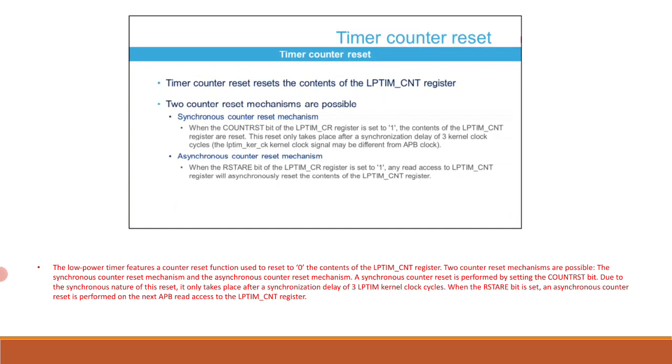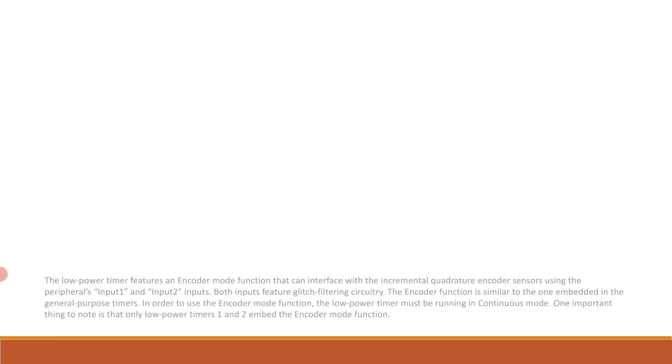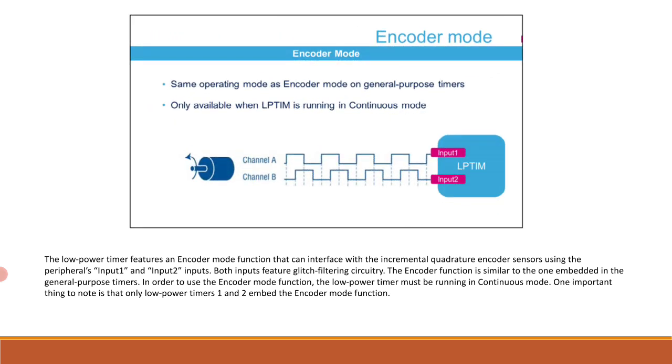So LPT features an encoder mode function that can interface with incremental quadrature encoder sensors using the peripheral's input 1 and input 2 inputs. Both inputs feature glitch filtering circuitry. The encoder function is similar to the one embedded in the general purpose timers. In our previous sessions we saw, right? It is similar to that.